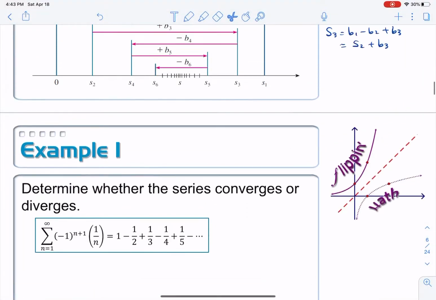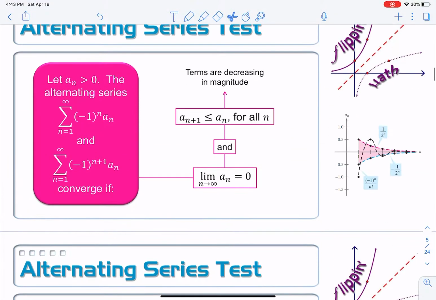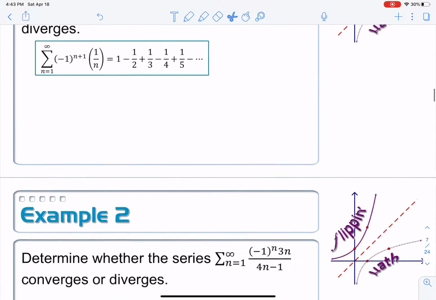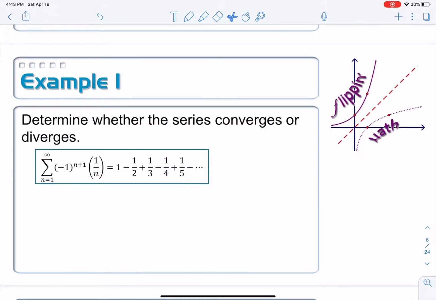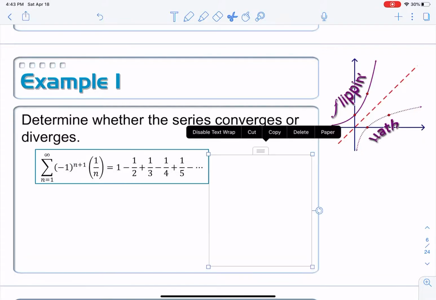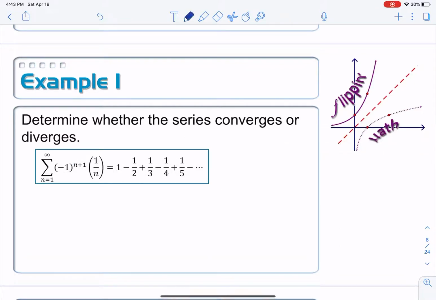Looking at our alternating series test, remember that we are able to apply it when our term without the alternator is positive, greater than 0. For us, our nth term is equal to 1 over n. Well, 1 over n is definitely positive for n greater than or equal to 1, because it starts at 1 and goes off to infinity. Now I'm going to check the two conditions.